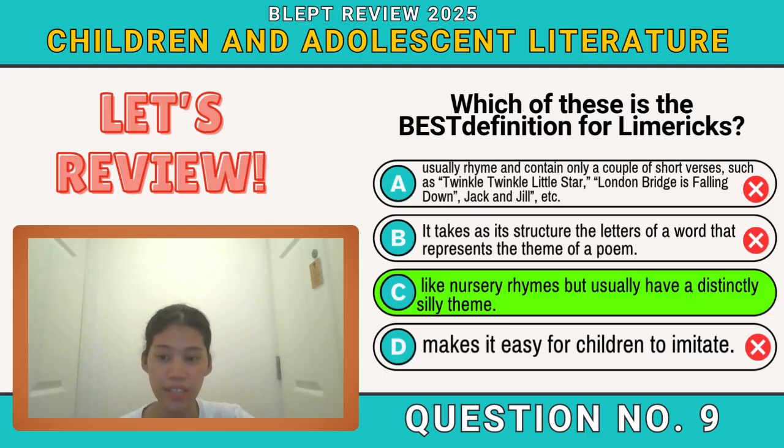Letter A, B, and D are the distractors for number 9. Letter C follows a rhyme scheme of A, A, B, B, A, for a total of 5 lines. The first 2 lines and the last line generally contain 7 to 10 syllables, while lines 3 and 4 contain 5 to 7. Letter A. Children learn nursery rhymes often before they are even able to talk. Letter B. Acrostic poems encourage children to be creative within a structure. And letter D. Haiku usually captures a single experience in nature.